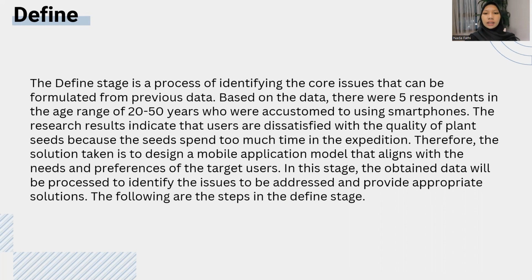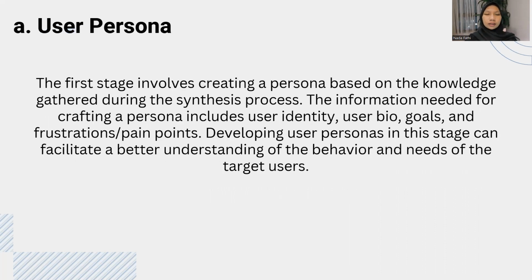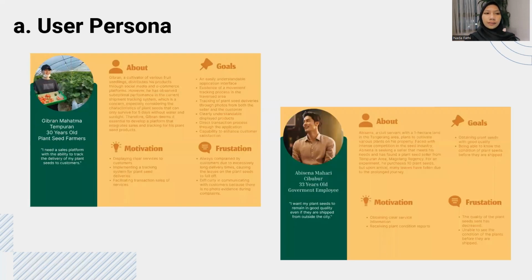The following are the steps in the define stage. The first is user persona. The first stage involves creating a persona based on the knowledge gathered during the synthesis process. The information needed for crafting a persona includes user identity, user bio, goals, and frustrations or pain points. Developing user personas in this stage can facilitate a better understanding of the behavior and needs of the target users.